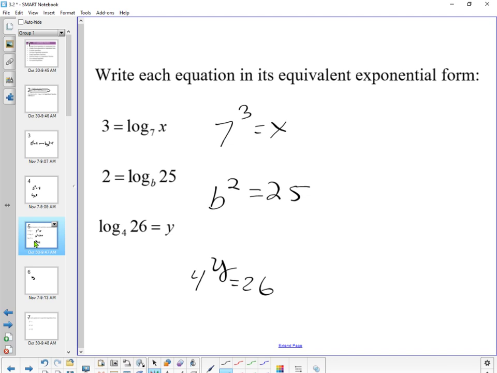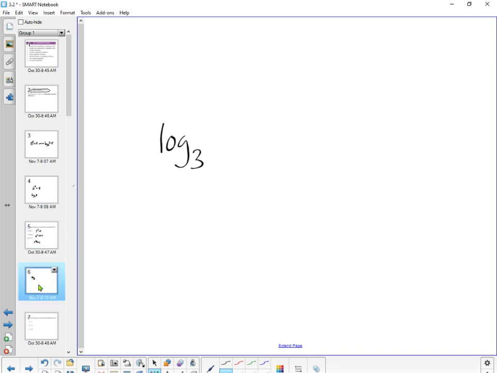Sounds like we're done here, so let's move on. I've got 3 to the second is equal to 9. What am I asking you for? What's the answer to this? It's 3, the exponent. Oh, yeah, the exponent, 3. It's asking for the exponent.